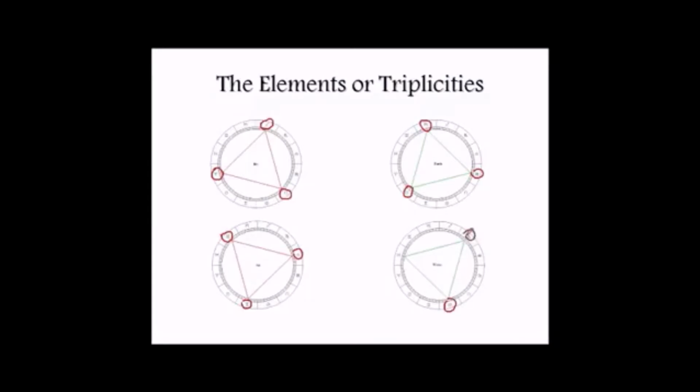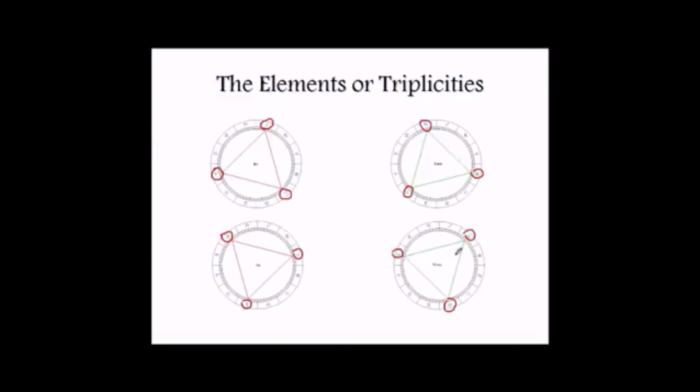Cancer, Scorpio, Pisces, these are the water signs. And water is associated with sensitivity, with feeling. I suppose what you would call emotion, except that it's not usually the type of lively, fiery emotion. It's more about sensitivity and receptivity.